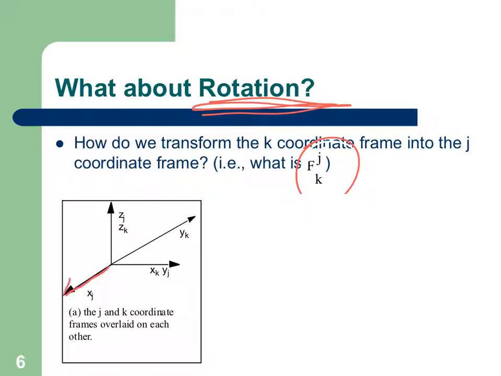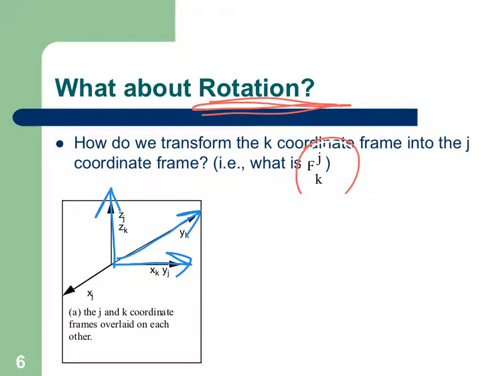Here's the xj, right? It says it right there. And let's see, yj is right there, and zj is there. And if you check, you'll see that that's actually a right-handed coordinate frame. But we've also got the K coordinate frame, where we have, through the magic of different colors of ink, xk points that way, yk points that way, and zk points that way.